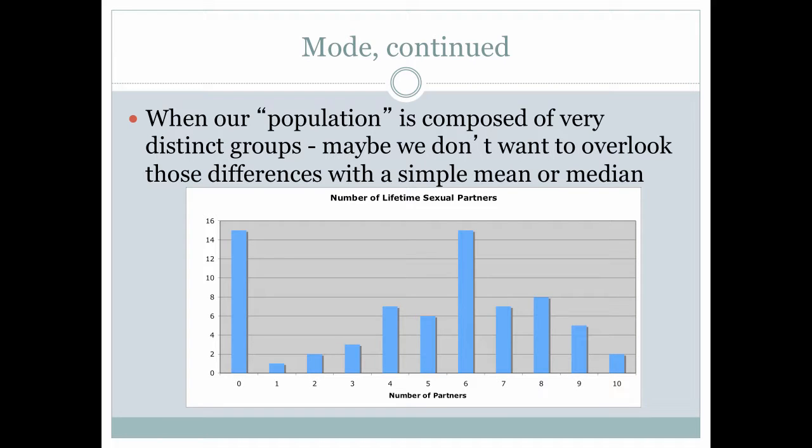And let's just look here at a graph. Again, this is a graph about the number of sexual partners. And as we can see, there are two modes here that truly stand out. You have a bunch of people with 0, and you have a bunch of people with 6.